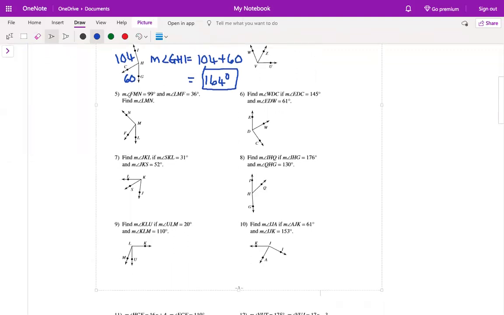So, angle FMN is 99 degrees. And measure of angle LMF, the small one, is 36 degrees. So we have to find the measure of angle LMN, that's the really big one, and we know that the measure of the bigger one is just the sum of the two small ones. So the measure of angle LMN equals 99 degrees plus 36, which is 135 degrees.